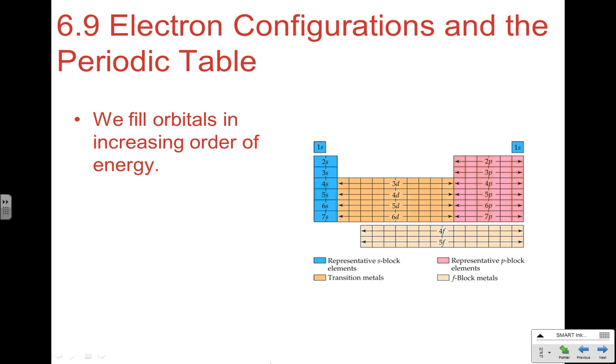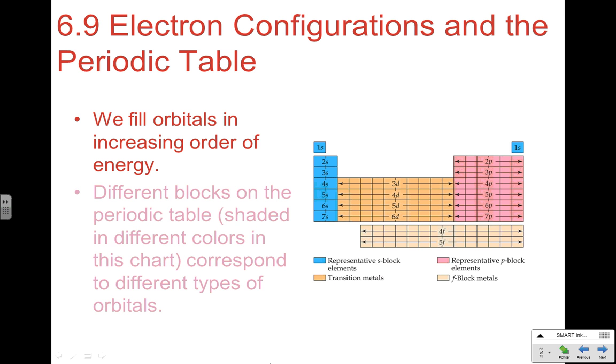Now, there's a relationship between the periodic table and what's going on with these electrons. We fill orbitals in order of increasing energy. That's by Aufbau. And therefore, when we get to our highest or outside energy level, we end up in very specific regions on the periodic table. Different blocks in the periodic table, which are shaded in the 4 different colors here, correspond to the different types of orbitals the last electrons are going into for those particular types of elements.